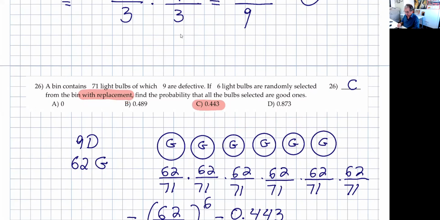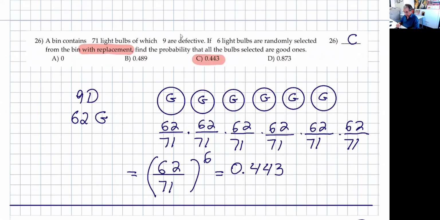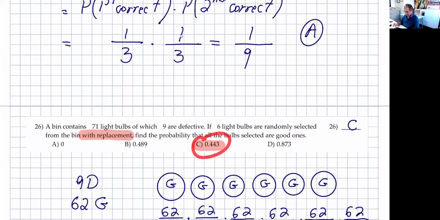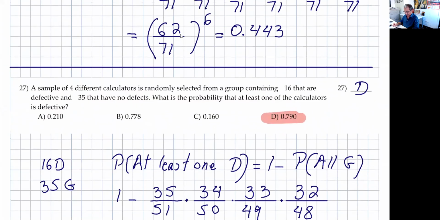For each one of them, it's going to be 62 over 71, and you multiply them 6 times, or 62 over 71 to the 6th power. And if you do that, you get 0.443, and the answer is C.